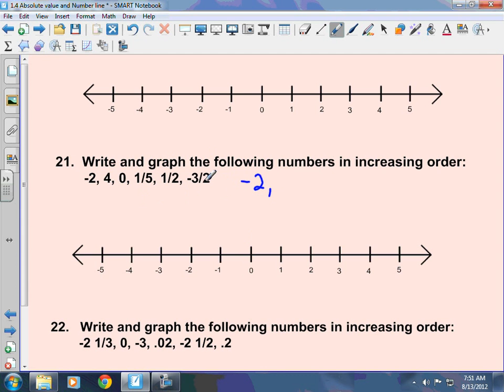Okay. Now, negative 3 over 2. I'm going to convert that to a decimal. And I get, for my decimal, 1.5. So this right here, negative 3 over 2, is actually negative 1.5. That comes next. So I'm going to cross these off as I do them. Now, then I'm going to have 0.